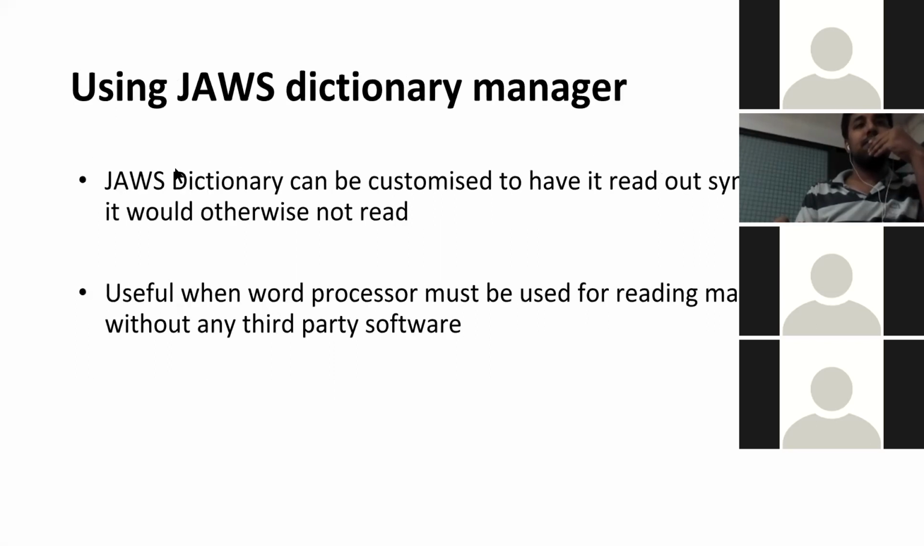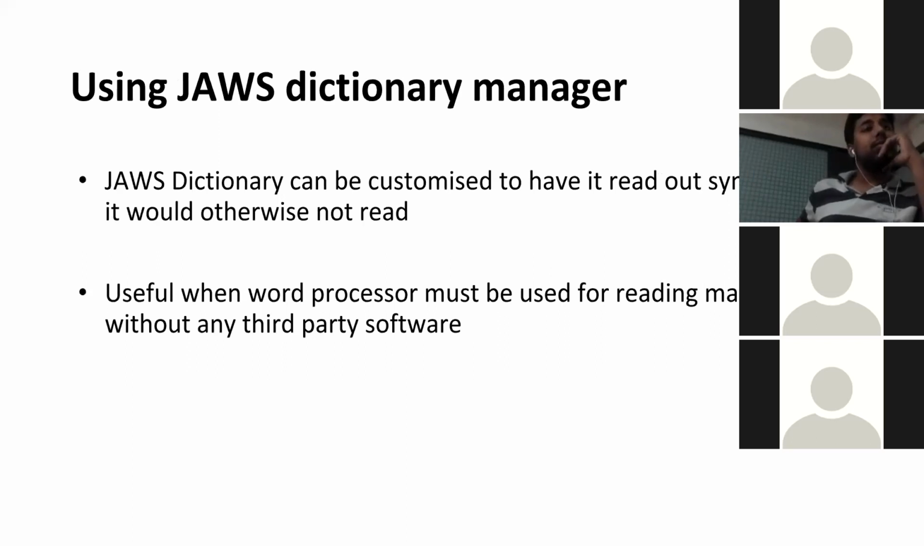Finally, let's talk about JAWS Dictionary Manager. I would start off with a disclaimer that this is particularly useful for those of you who are using older versions of JAWS. So let's say you're using JAWS 16 and below. Then sometimes JAWS can actually not read out all of the mathematical symbols. So how do we do that?